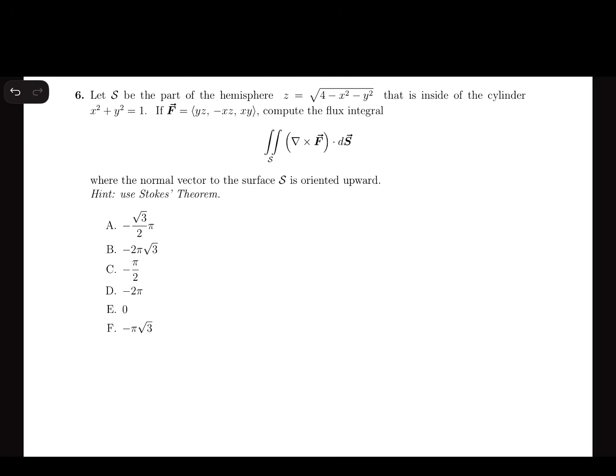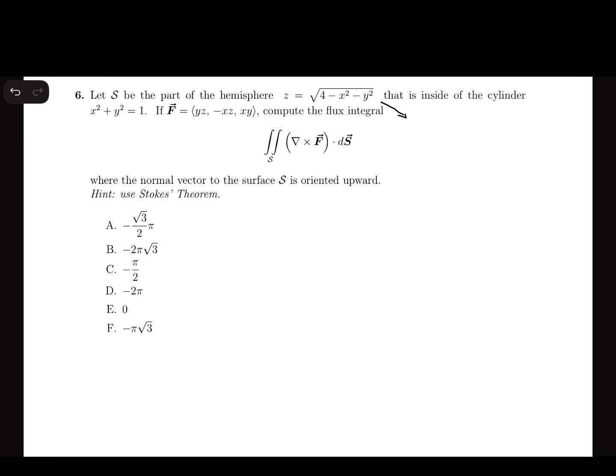So question 6 says, let S, the surface, be part of the hemisphere z is equal to 4 minus x squared minus y squared, that is inside of the cylinder, x squared plus y squared equals 1. So if the vector F is equal to yz, negative xz, yx, compute this flux integral, where the normal vector to the surface S is oriented upwards. And they want us to use Stokes' theorem. That's a whole lot of words, but I'm going to try to simplify this as much as I can.